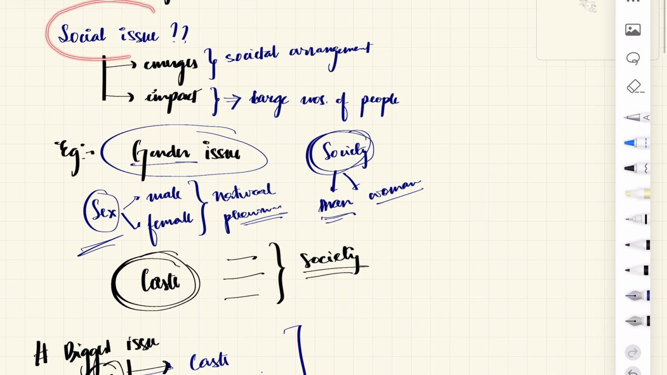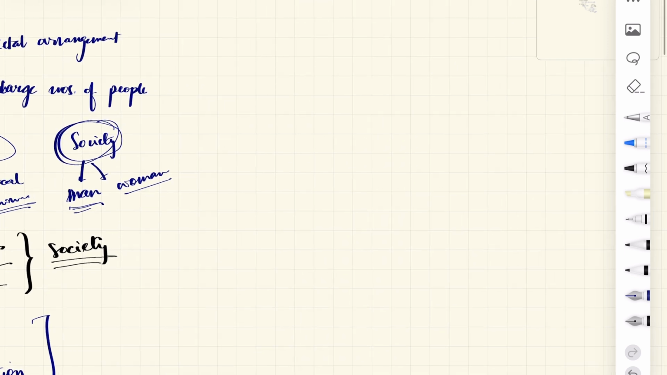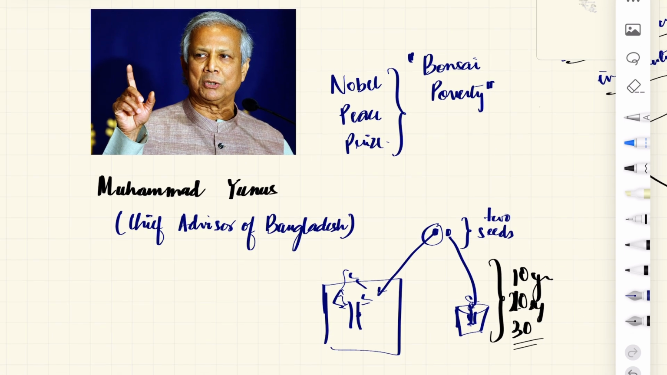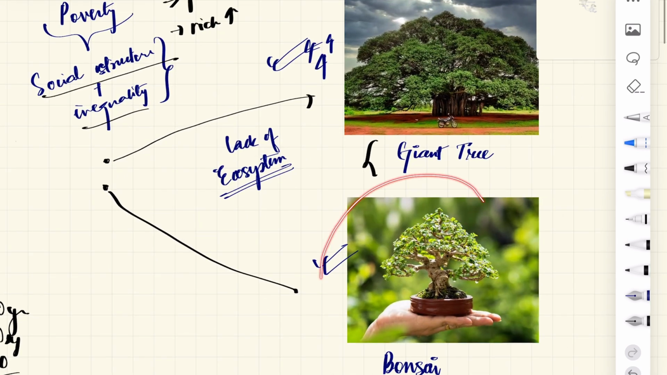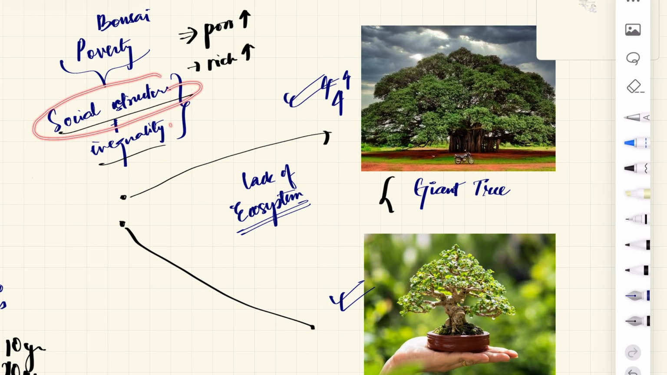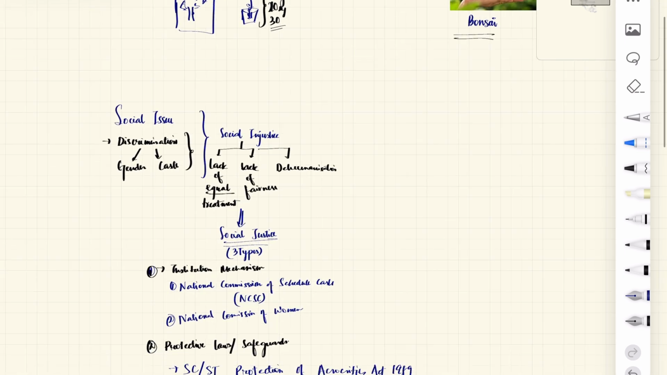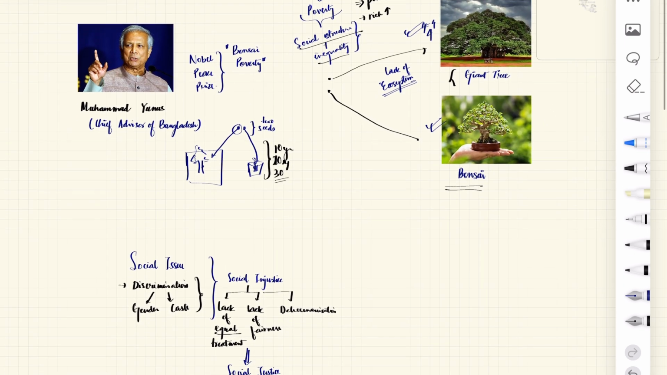about social issues. We started from here only. Social issues emerge from the societal arrangement and impact a large number of people, right? Examples are gender issues and the biggest issues like caste and corruption. All of this is done by society only, right? I've even given an example about Muhammad Yunus and the bonsai poverty, how he explains it. Yes or no? Yes, bonsai. Because of social structures and inequality, the poor become poorer and the rich become richer because of this reason. So for today, I'm going to finish here.